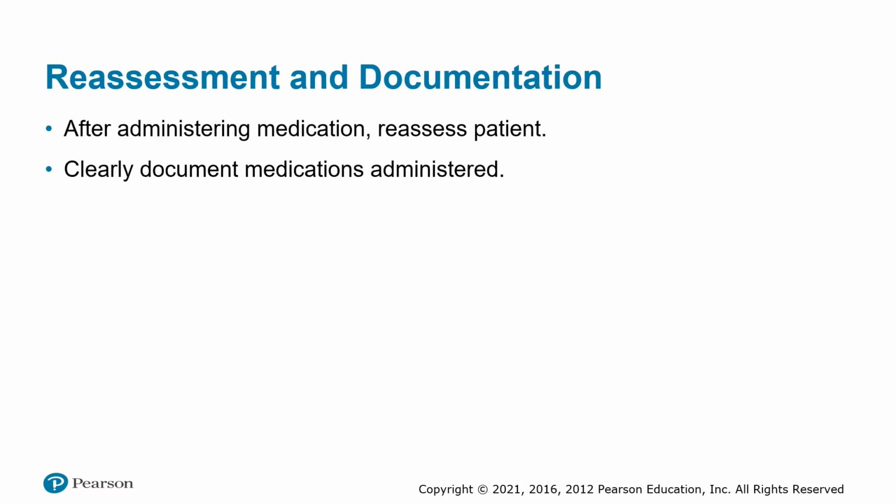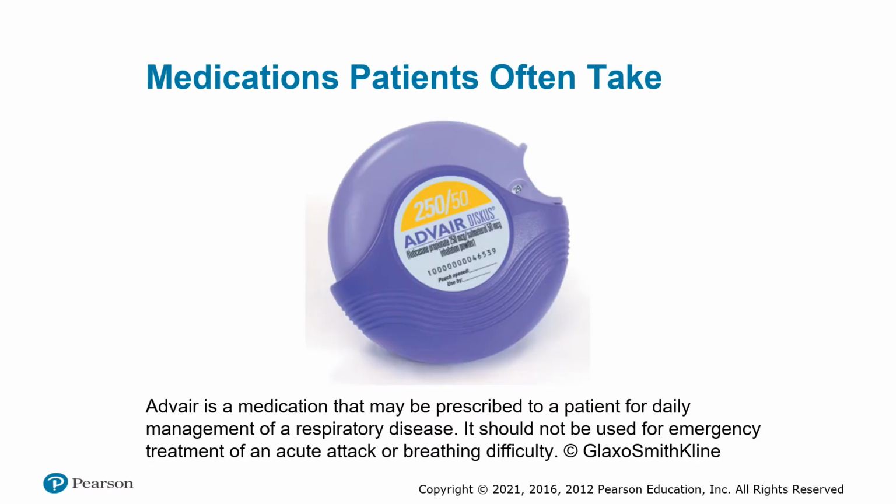Okay. And then after administering that medication, we're just going to reassess the patient and then clearly document all those medications administered. So there are several different types of medications that the patients can take on their own. They're prescribed to them by a doctor. They're not medications that we give them. Advair is one of those medications. There's several others.